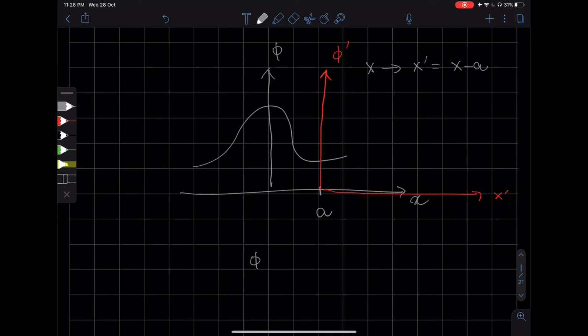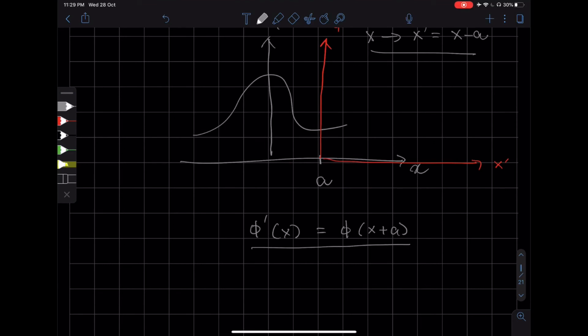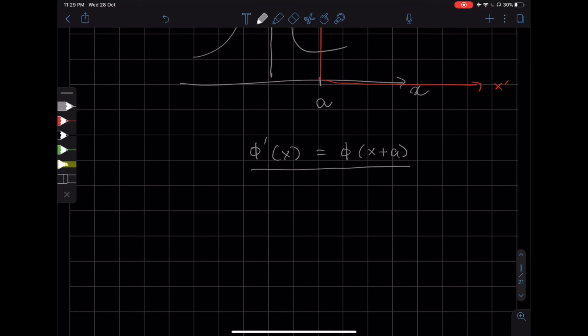So now what we're going to ask is, what is the value of phi prime at x? Let's just take, for the sake of argument, x to be 0. So that means that this will be equal to phi at a, which is x plus a. So we see that if I do this translation, the new field is related to the old field in this way. And so using this, phi prime of x, of course, is phi of x plus a. And if I take a to be infinitesimal, then I can do a Taylor expansion, and this becomes phi of x plus a mu, the derivative of phi with respect to x mu.